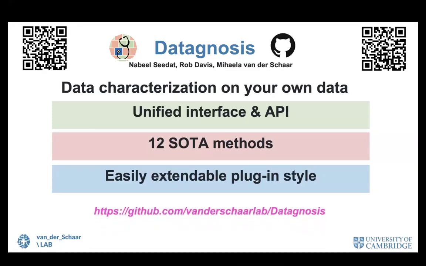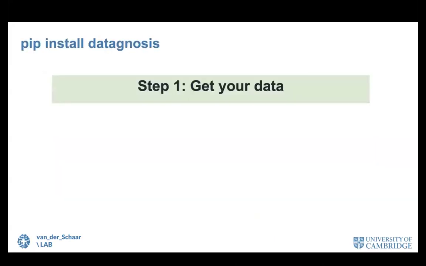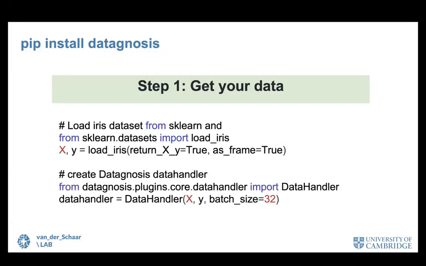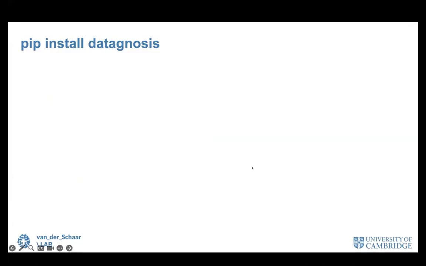You can find it on GitHub under Dataagnosis. To give you an idea of how we've tried to make this process really approachable, so you don't have to dig about in research code, it's nicely wrapped up in the same way Centric is. So you'd just get your data set. This is just an example of getting your data set. You'd then have a Dataagnosis data handler where you'd pass in X and Y with some batch size for your model training.